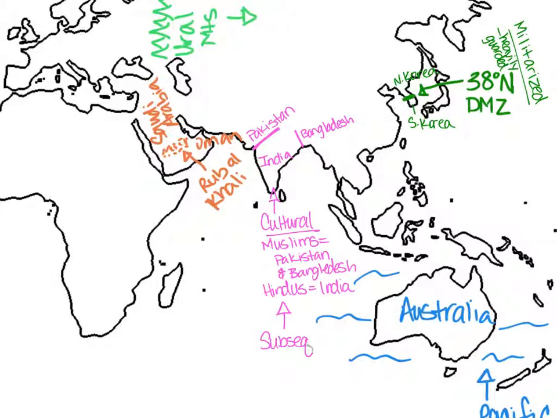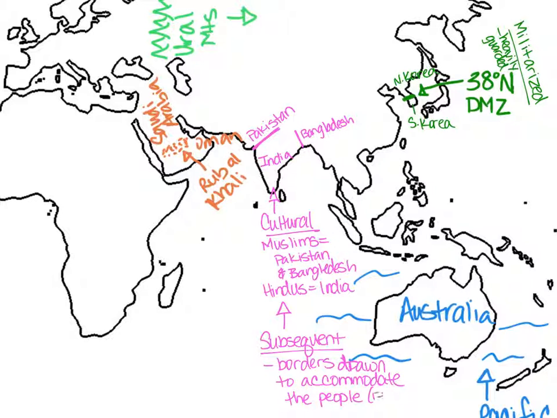Okay, so subsequent is SUBSEQUENT. Subsequent borders are borders drawn to accommodate ethnicity or religion or language or something along those lines. So borders drawn to accommodate the people.